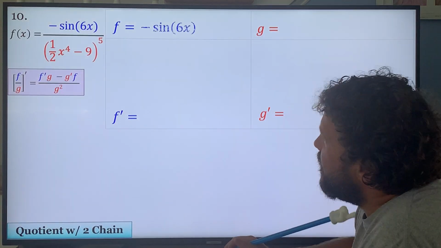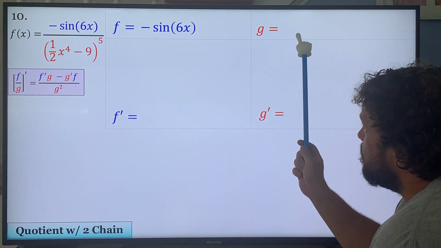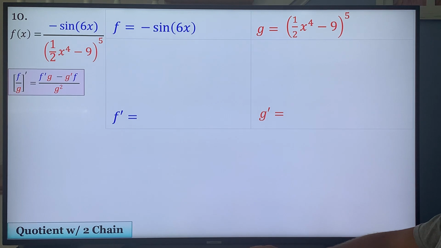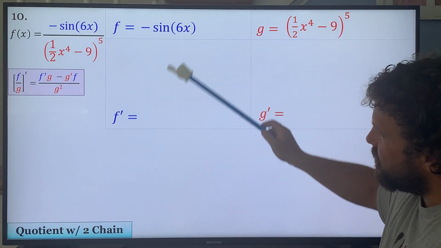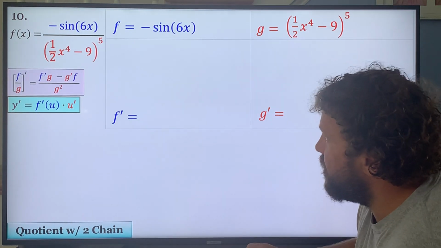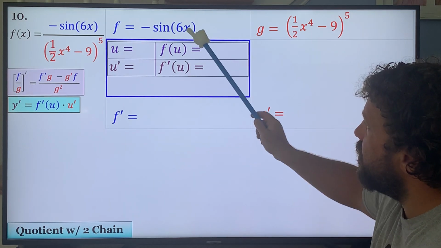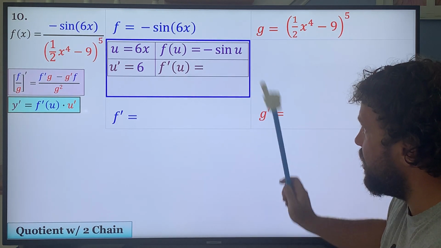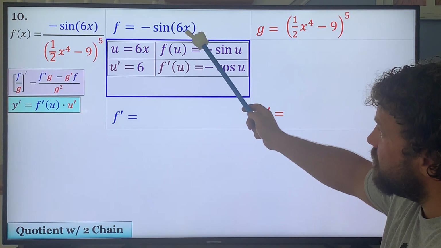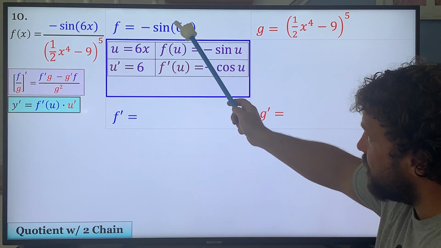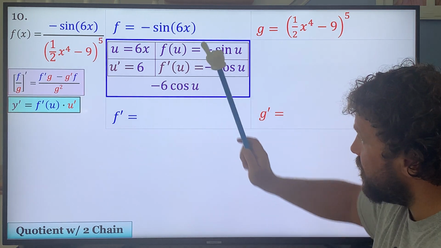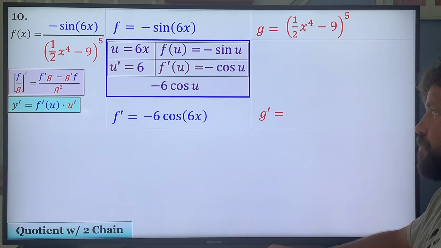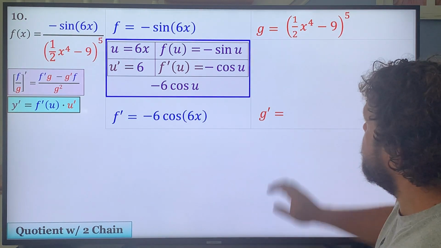Anyway, first thing you have to do is a quotient rule. The numerator is negative sine 6x. Your denominator is 1/2 x to the fourth minus 9, to the fifth. So we're going to have to use the chain rule to solve this. Once again, you can do this one in your head. Your u is 6x, your f of u is negative sine u. Or I can just do the derivative: the derivative of this is 6, the derivative of this is negative cosine, so negative 6 cosine u, negative 6 cosine 6x. Up to you how you want to proceed.